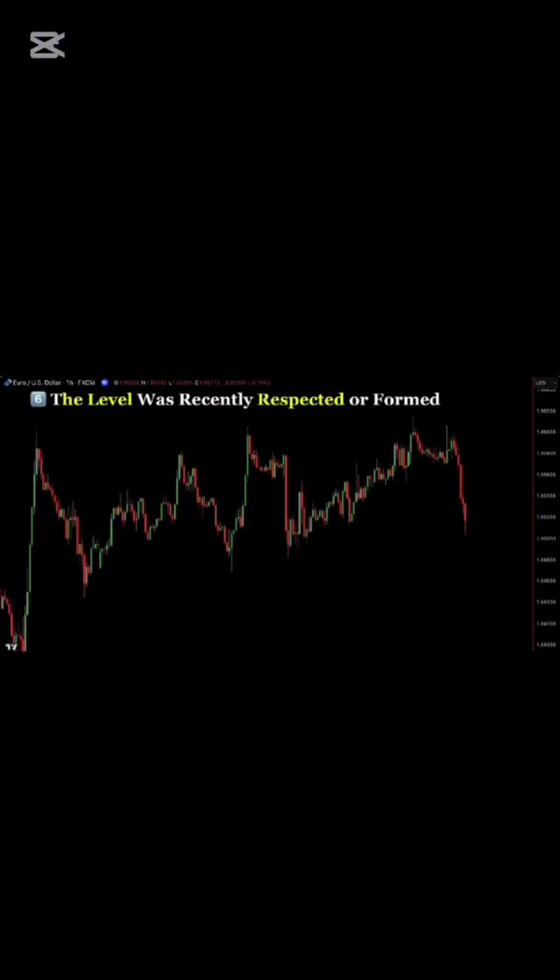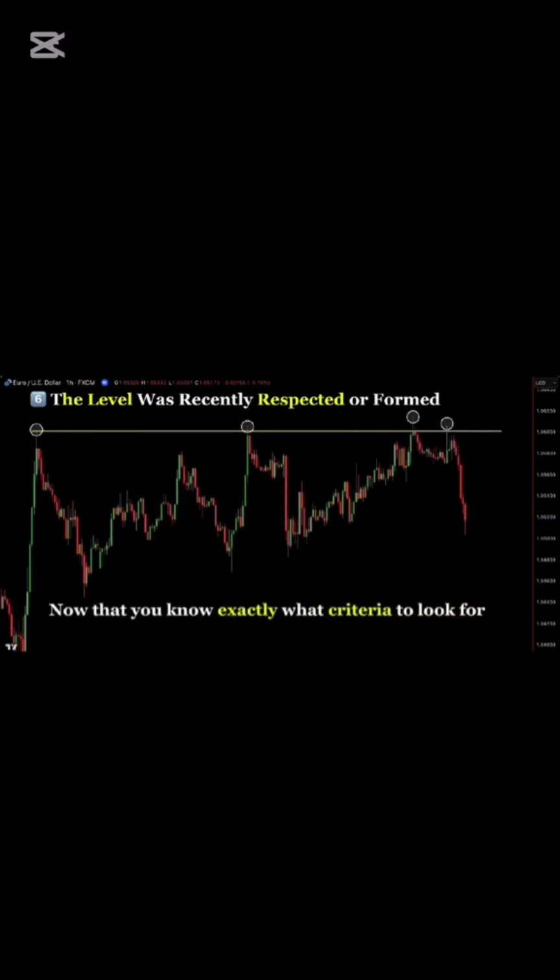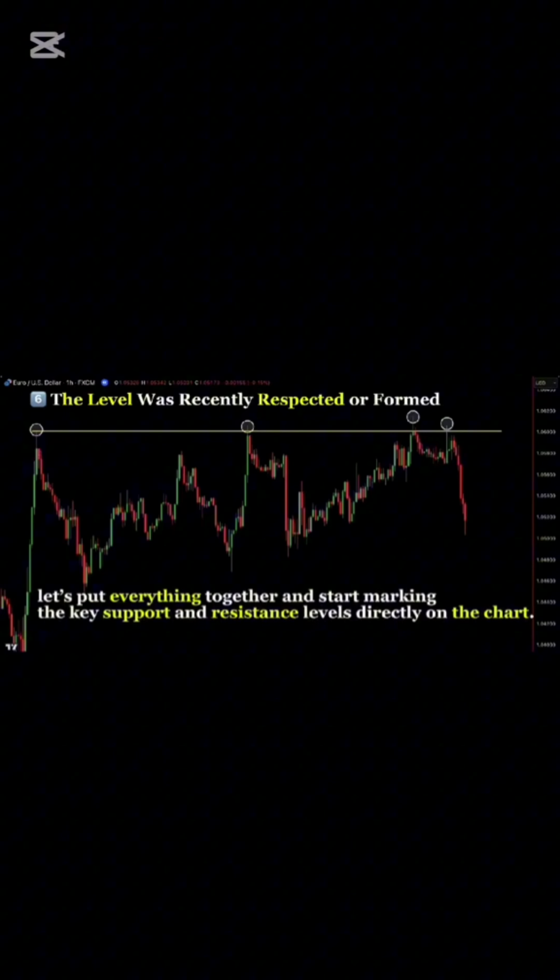The final trait of a strong support or resistance level is that it has been respected recently. Looking at the chart, price has rejected this resistance area multiple times in the recent past, showing that traders are still reacting to it. Even though older swing highs and lows can still be relevant, the freshest price reactions hold the most weight. Now that you know exactly what criteria to look for, let's put everything together and start marking the key support and resistance levels directly on the chart.